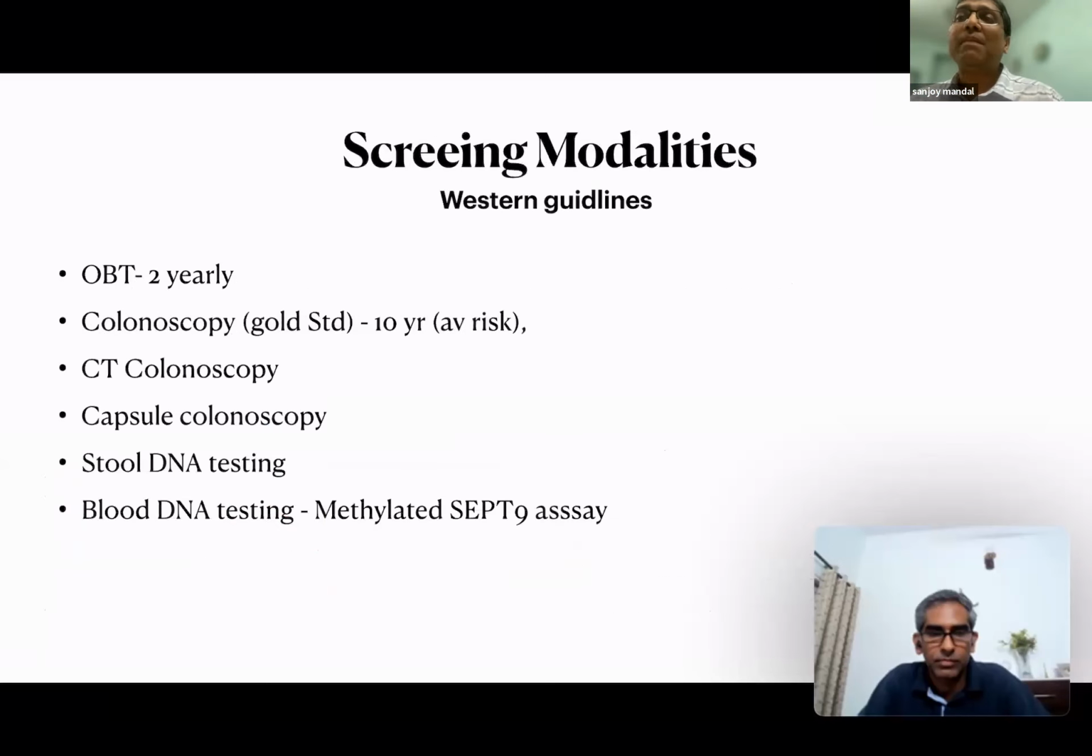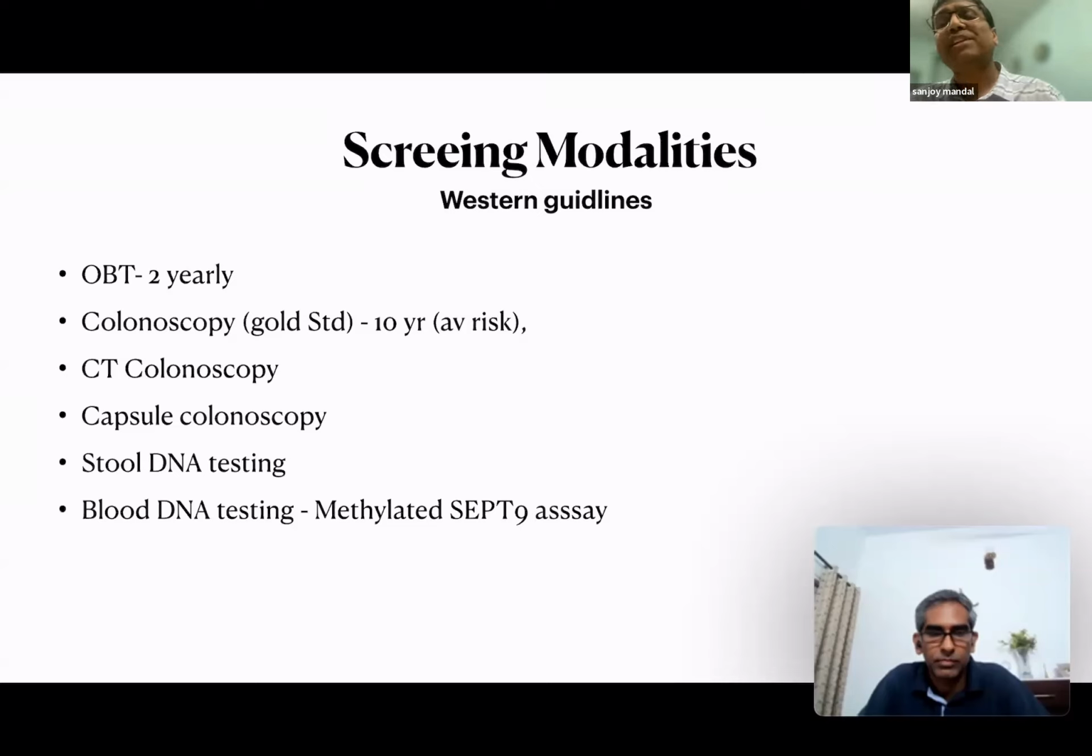Now, a bit about the screening modalities. For India, we do not have any screening modalities. We generally follow the Western guidelines, which cannot be exactly extrapolated to the Indian context, but we need to understand them in perspective. The screening modalities available are the occult blood test, which is recommended in the West by the American College of Physicians as a 2-yearly test, and colonoscopy, which is the gold standard, generally recommended as a 10-yearly test in average risk individuals.